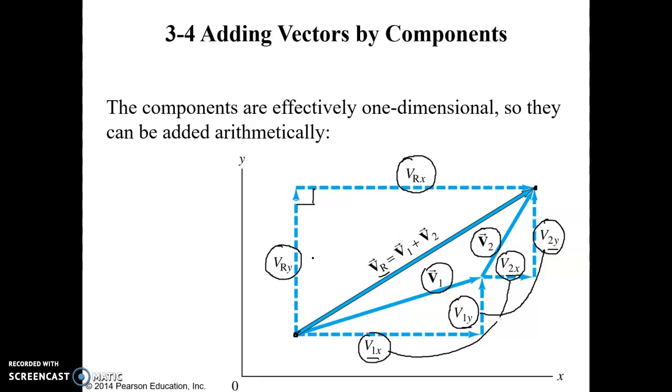So we can find the magnitude by the Pythagorean theorem, VRY squared plus VRX squared. Take the square root of that, and it gives us the magnitude of the resultant. And then to find the direction, theta, of the resultant, we can use the definition of tangent, opposite over adjacent. So theta sub x is going to be equal to the inverse tangent of the opposite side, VRY, over the adjacent side, VRX.